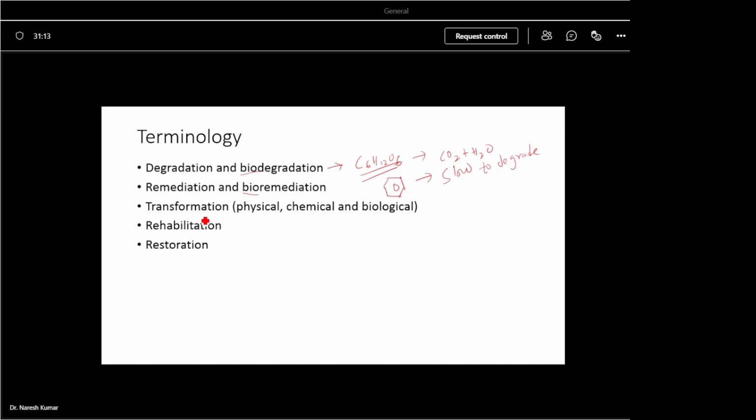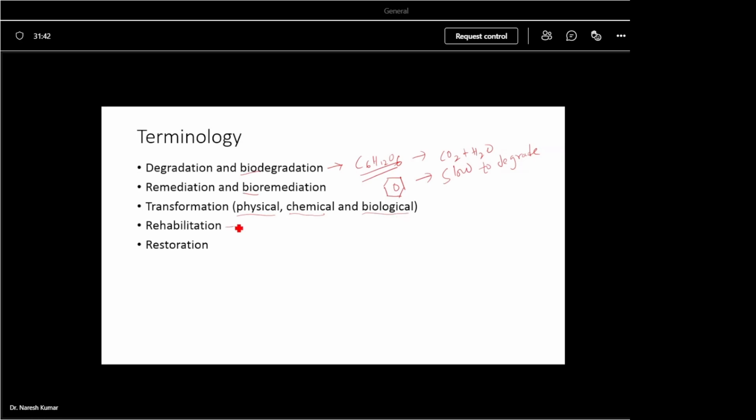And then the other important point is transformation: physical, chemical, and biological transformation. For example, sunlight breaking down a compound in the atmosphere or in the environment is an example of physical transformation. Chemical, whenever there are chemical reactions involved. Biological, whenever, as I told you, bacteria or animals are involved in transforming the compounds.